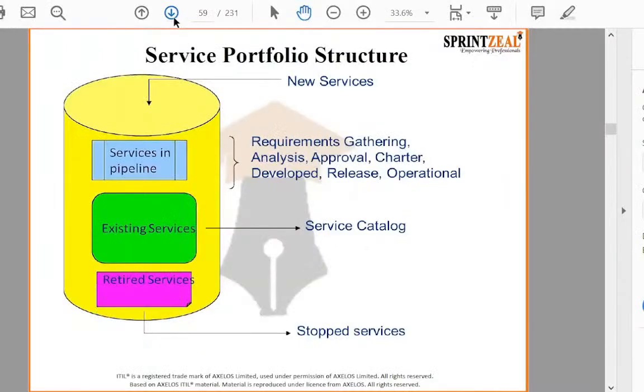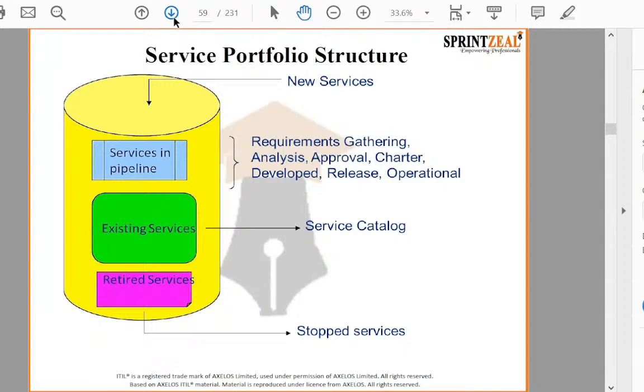Service portfolio structure. So this is another one you may want to take a snapshot of. The service portfolio, as ITIL defines it, includes all the services in your pipeline, your existing services, and your retired services. Services in the pipeline are all of those cool things that your BD members have come up with, your product manager has thought about in his head night and day. Those are all the services in the pipeline.